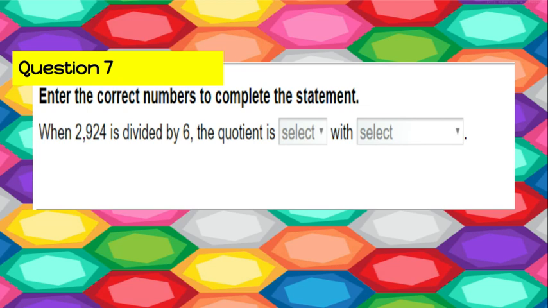So what you're going to do is solve this problem on your paper. On your paper, you should write 2,924 underneath the table, then 6 as the divisor out to the side. Solve the problem, and then tell us the quotient is your answer with a remainder. So tell me the answer with a remainder if it has one. Pause your video now to solve that problem. Then find question number 7 in your Google form and answer it. Then when you're done, turn the video back on and we'll move on to question number 8.